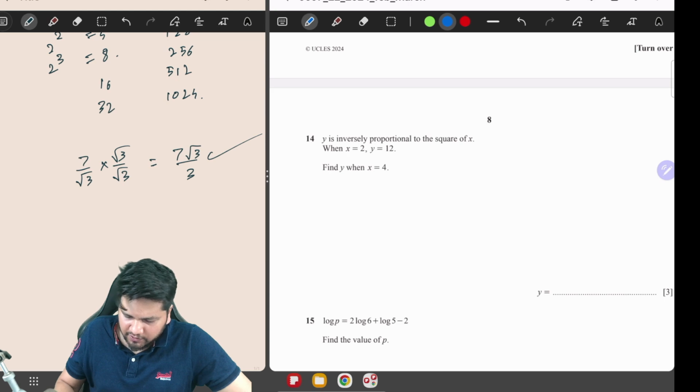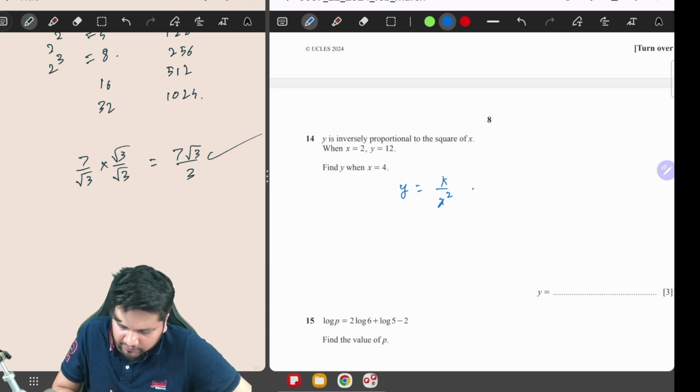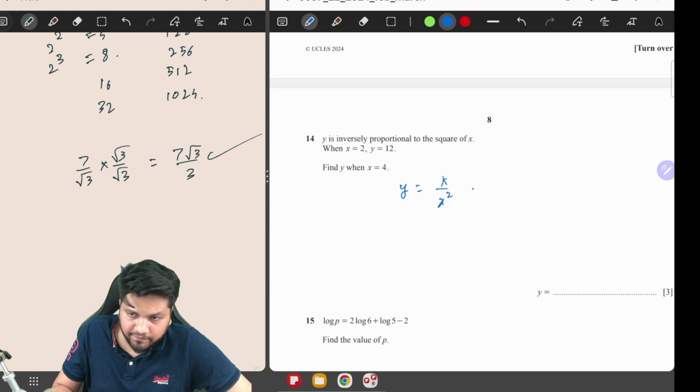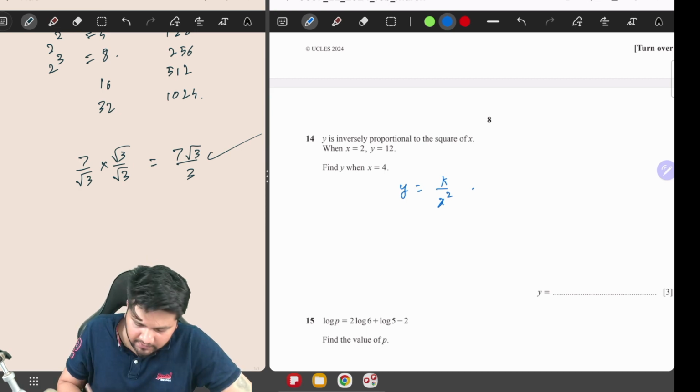Y is inversely proportional to the square of x. The moment I see that, y is equal to k by x squared. When x is equal to 2, y is equal to 12. Find y when x is equal to 4. So you just have to find the value of k, then use that to find the value of y.